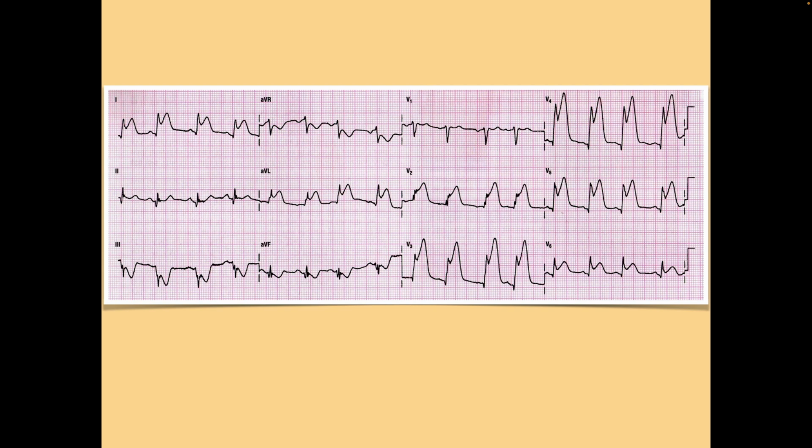Okay, now, on your handout, 7 through 9 is a lateral STEMI. And if you happen to see anything else, go for it as well.